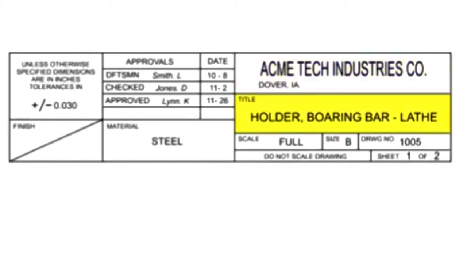The drawing title block can also be called the noun or nomenclature. A short description of what the item depicted is, or the name of the part, is typically located in this block.